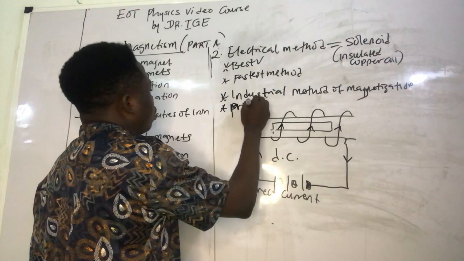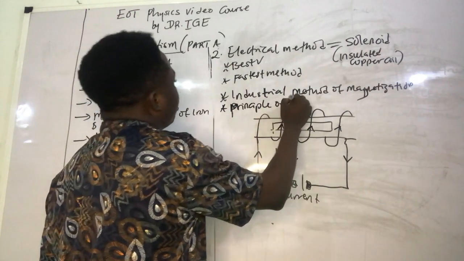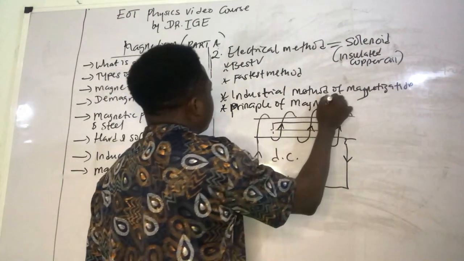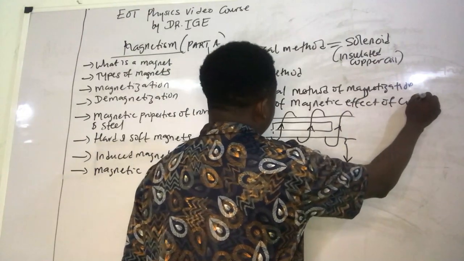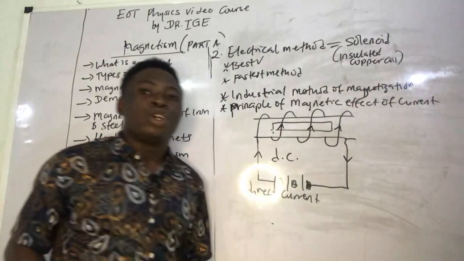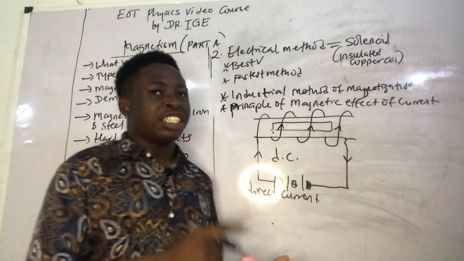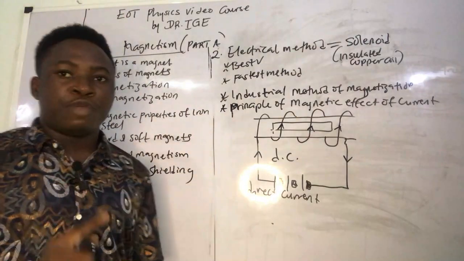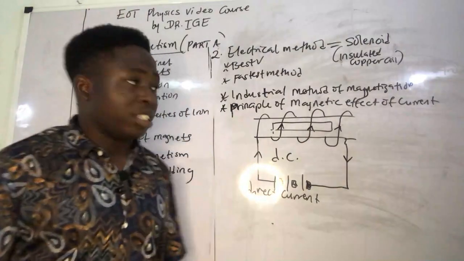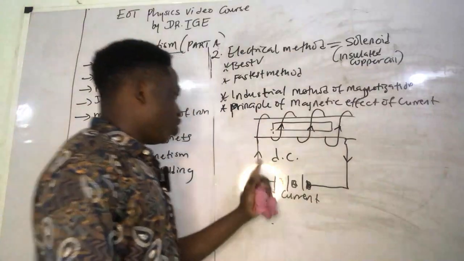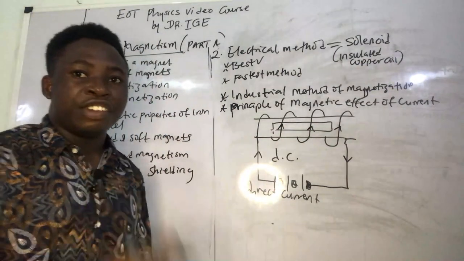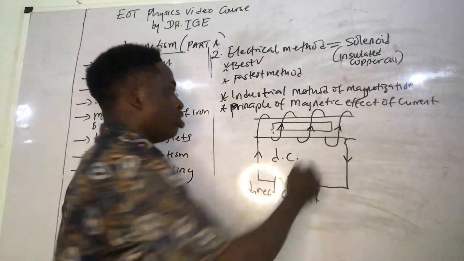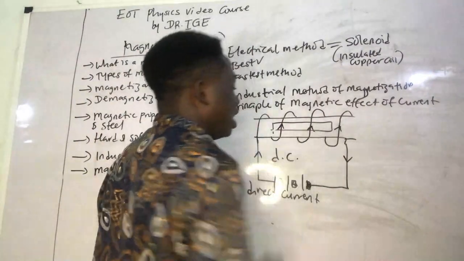Principle of the magnetic effect of current. So if I ask you a question, which method of magnetization is based on the principle of the magnetic effect of current? It is electrical, not stroking. You understand? So this is how you do it. Place it there, turn on the current, leave it for some time, then you withdraw it. You now discover that the steel bar is magnetized.